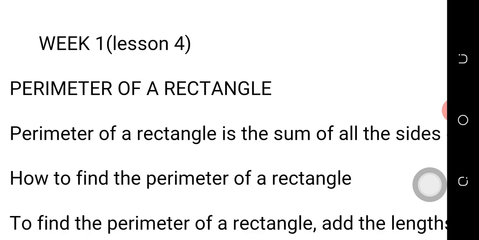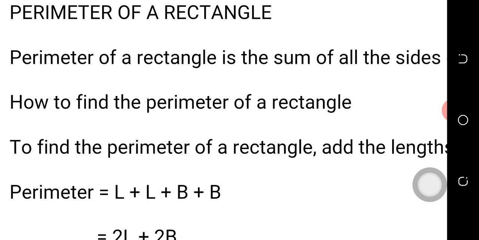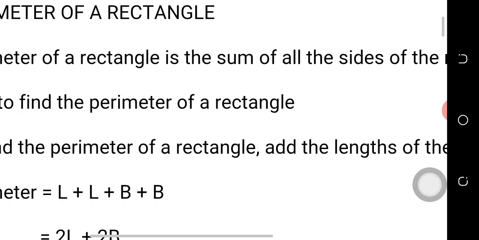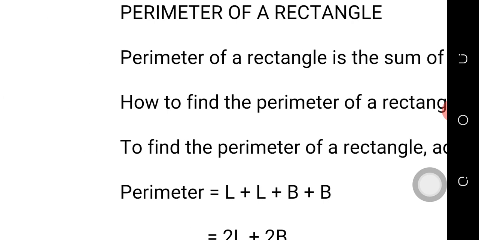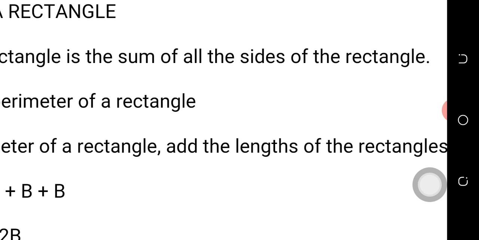Today, we are moving straight to another area of our studies: perimeter of a rectangle. By definition, perimeter of a rectangle is the sum of all the sides of the rectangle. Once again, perimeter of a rectangle is the sum of all the sides of the rectangle. It simply means the total distance round an object.